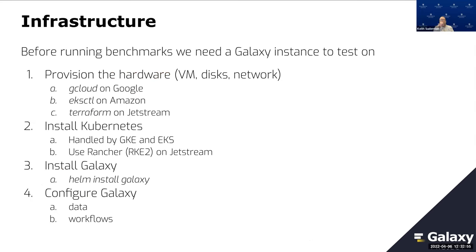Now, before we can actually run any benchmarks, we need a Galaxy instance to run on. So the first thing we need to do is provision some hardware: set up the virtual machines, allocate some storage, whether we want SSDs or magnetic disks, configure the network, and make sure all these machines are running together. The various providers, Google provides a program called gCloud that you can use. Amazon's version of it is eksctl, the Elastic Kubernetes Service controller, that basically allows you to create a cluster with a single command.